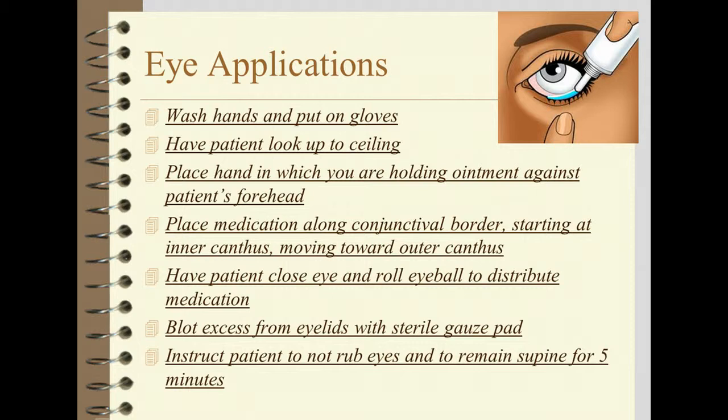With eye ointments, the process is similar. You are going to place the medication along the conjunctival border, starting at the inner canthus and moving toward the outer canthus. Have the patient close their eye and roll the eyeball to distribute the medication, and again, you're going to blot the excess away. Instruct the patient to not rub their eye and to remain supine for 5 minutes.